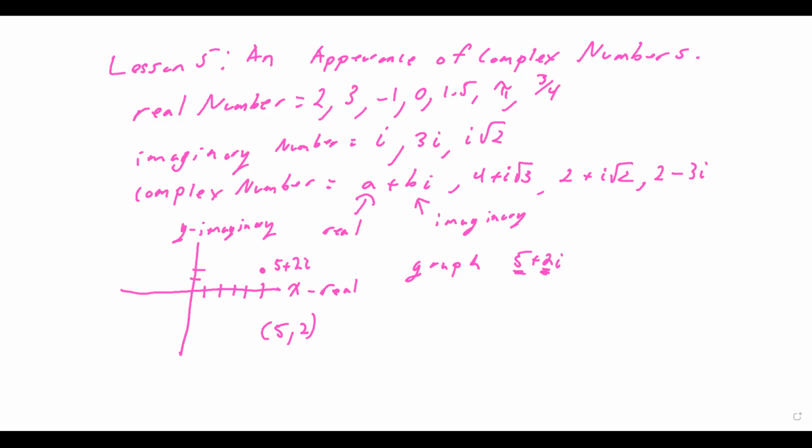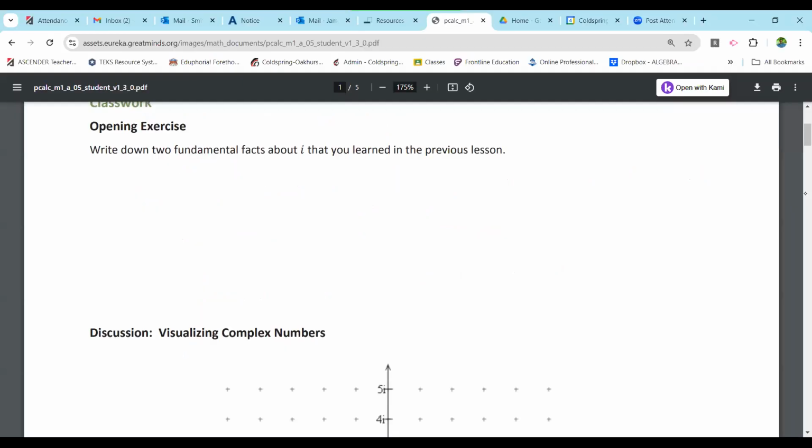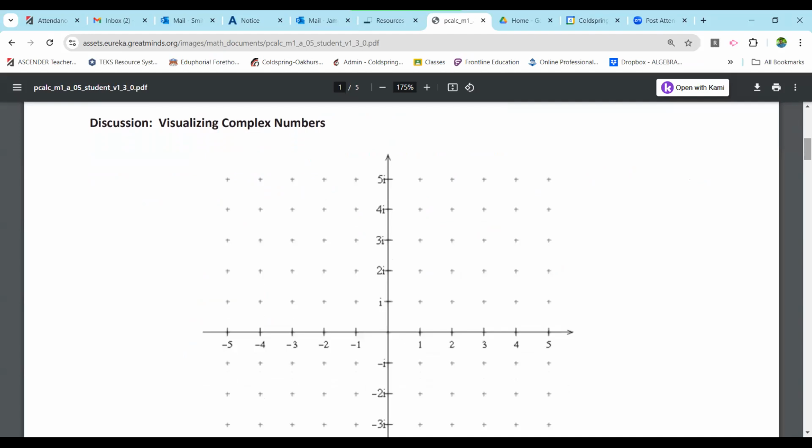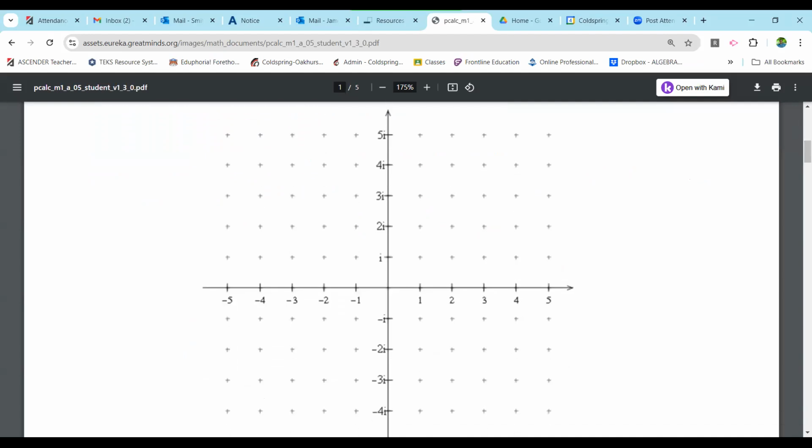So with that being said, if we jump back to our workbook, right below the opening exercise is a visualization. So you can see this is what a complex plane looks like. 1, 2, 3, 4, 5 represent my real part. i, 2i, 3i, 4i, 5i represent my imaginary part. And it does the same thing as our regular coordinate plane. If I go to the left, it's the negative real numbers. If I go down, it's the negative imaginary numbers.